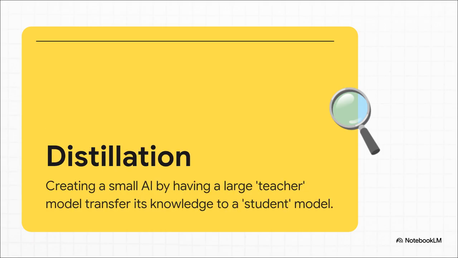So how do you create a smart SLM without training it for years on the whole internet? You use a process called distillation. And the analogy is perfect. You take a huge, powerful teacher AI and have it train a smaller student AI. The student learns by trying to copy the teacher's answers, basically absorbing all the most important lessons and patterns into a much smaller, more efficient package.